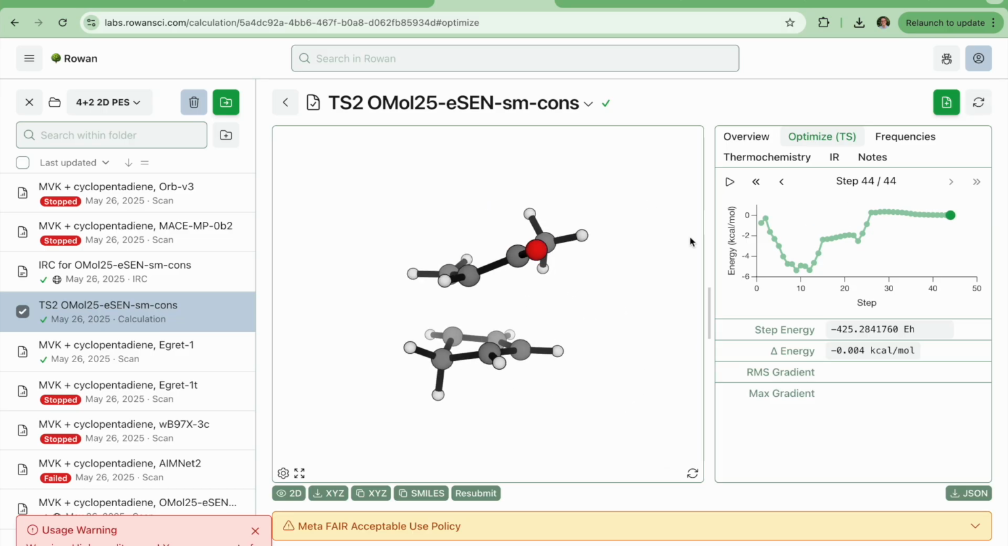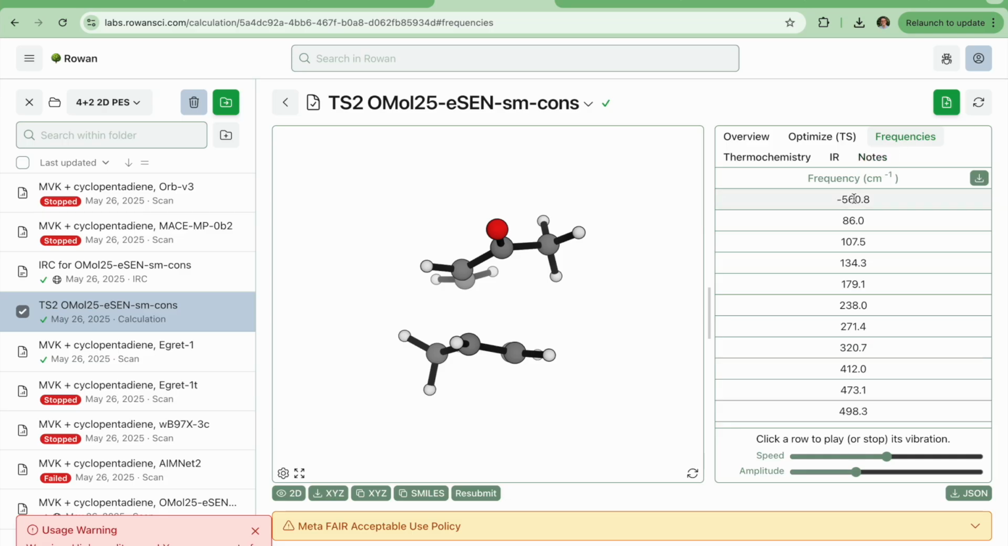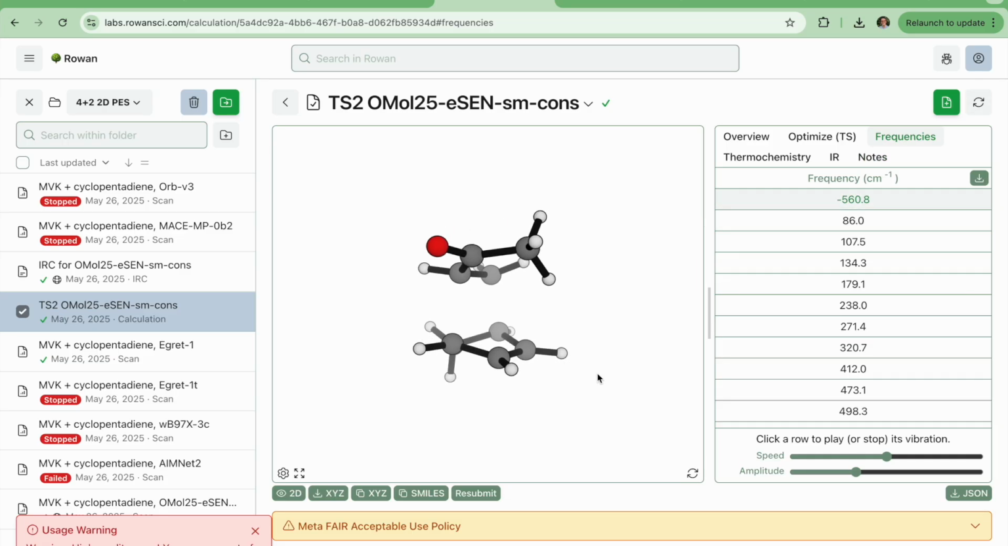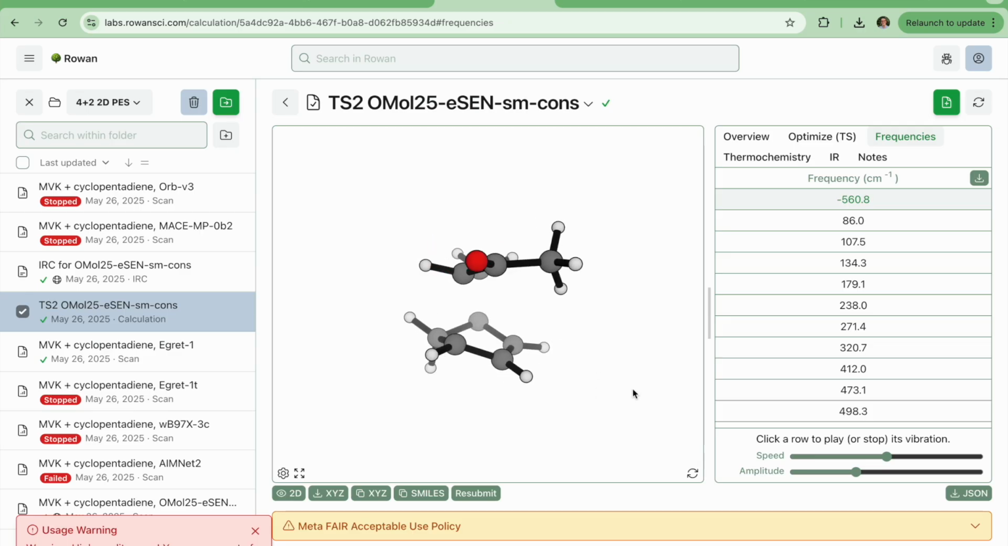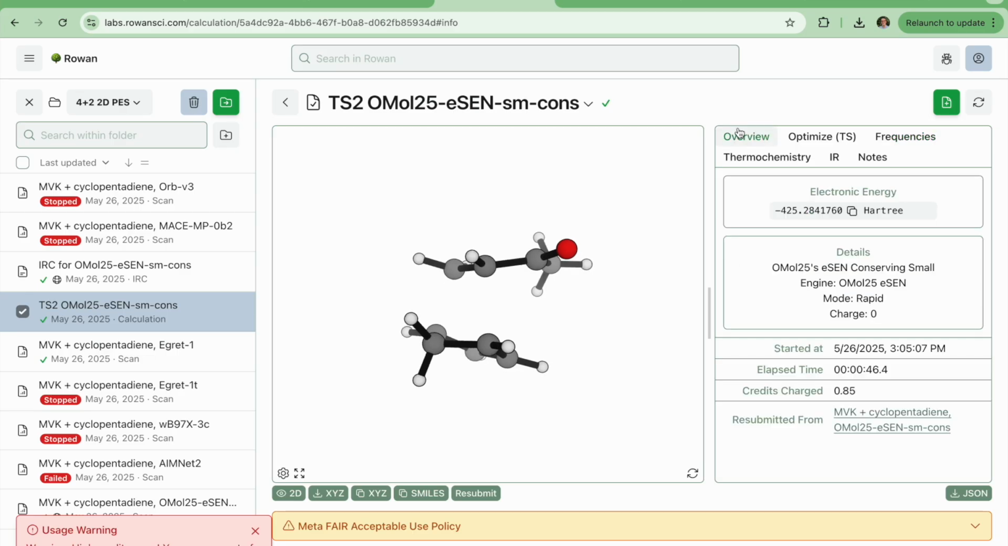And so this is now, ostensibly, a converged first order saddle point on the potential energy surface. And if we go over here to frequencies, we can confirm that yes, there's a single imaginary frequency, just like we expect for a transition state, and it does match exactly what we want. So it shows two bonds being formed at the same time. So this is indeed a productive transition state. And we can see that this took under a minute, so only 46 seconds to find this transition state.